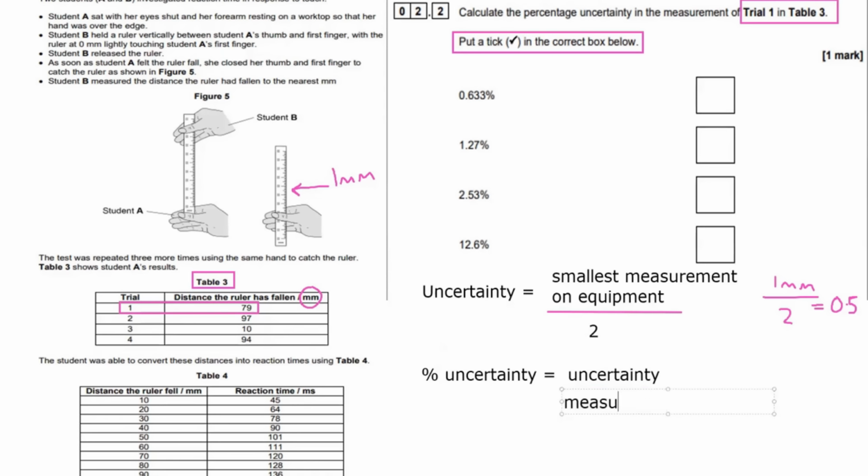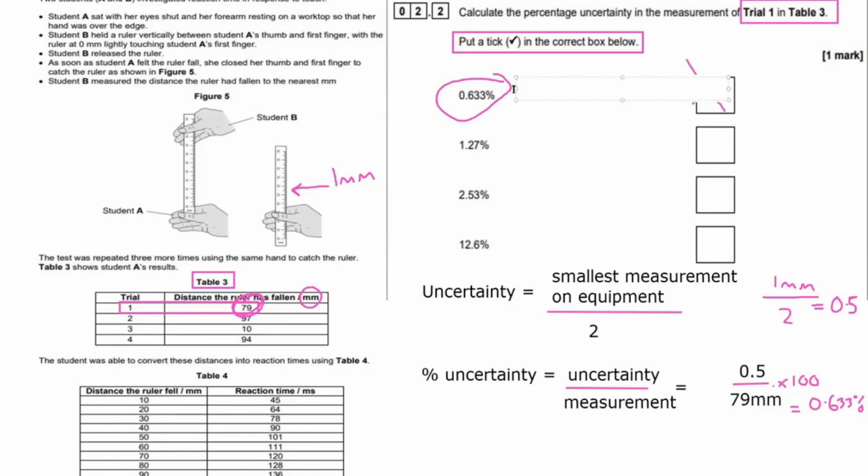Now to calculate percentage uncertainty, we have a different calculation. You've got to do the uncertainty divided by the measurement in the result. We know the uncertainty is 0.5 because we just calculated that, and the result was 79 for trial 1, table 3. So we do 0.5 divided by 79 millimeters times 100, and this equals, rounded, 0.633%. And we go, hey, it's the first answer. Actually, that was the wrong answer. A lot of students, when taking this exam, put that answer. It was a very common answer, but it's wrong, as we'll see now.